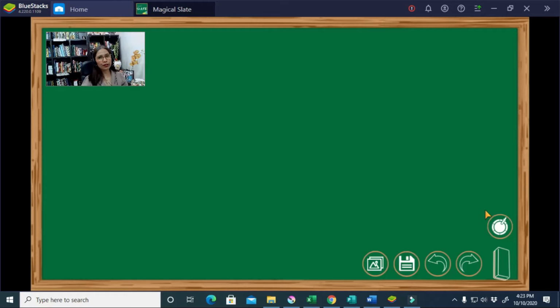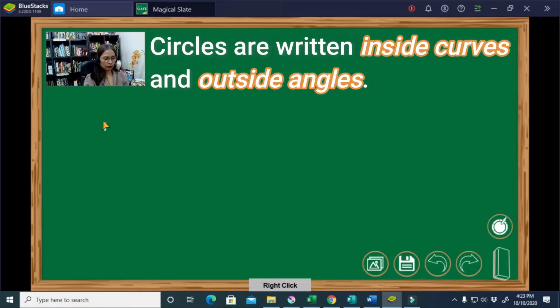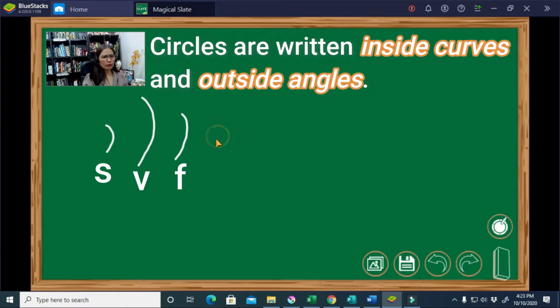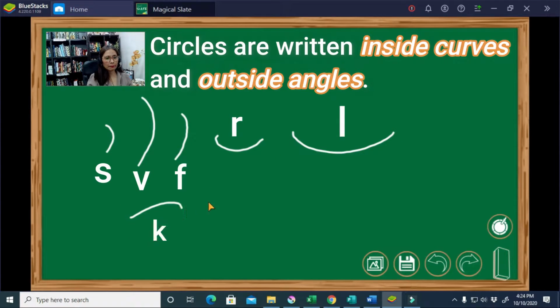All right, the first rule, or the first principle, says that circles are written inside curves and outside the angles. So first we have to know what are the curves that we do have. Like we have the curve symbol, letter S, that is a downward curve. We have the V, downward curve, that is F, it's another curve. We do have also the R as a forward curve, and the L, of course, that's another curve. This is your letter K, the sound of K.